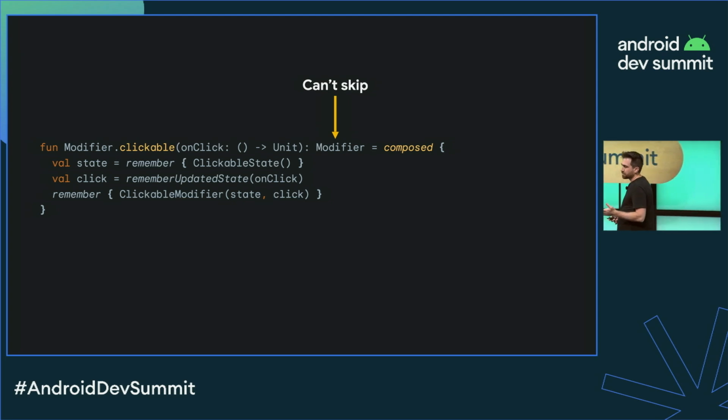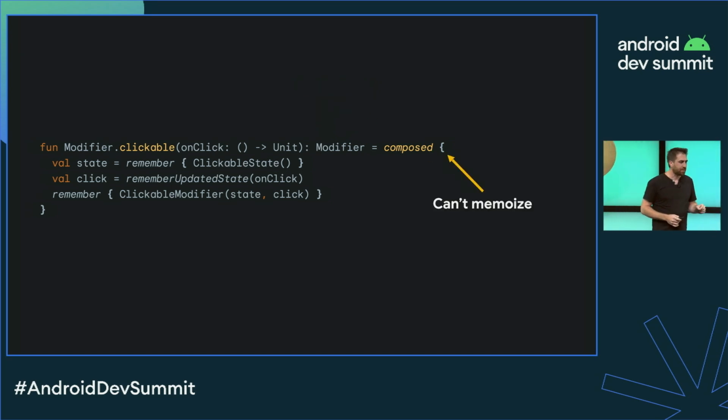One of them is really about skipping. So even though we're using composition, one of the key levers that can make composition efficient is to be able to skip functions. But we can't skip functions that have a return type. And in this case, modifier.clickable has a return type because modifier.composed has a return type. And so every modifier that used modifier.composed would be unskippable as a result.